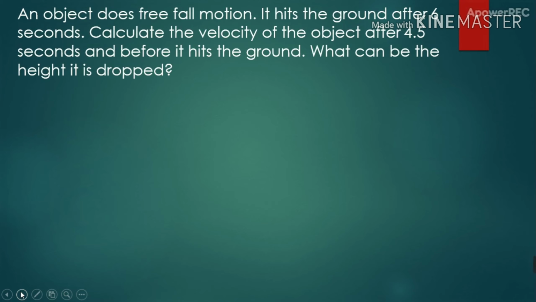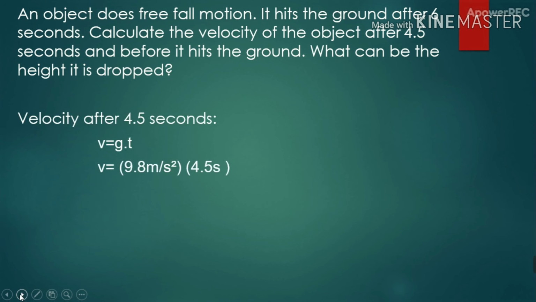Now let's have another problem here. An object does free fall motion. It hits the ground after 6 seconds. We're gonna calculate the velocity of the object after 4.5 seconds and before it hits the ground. What can be the height it is dropped from? So we have the velocity after 4.5 seconds. Substitute the given and you will get 44.1 meters per second.